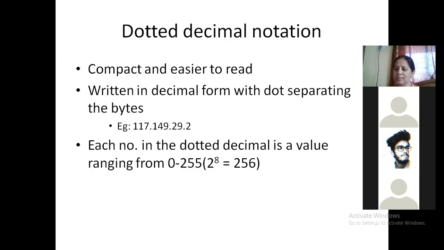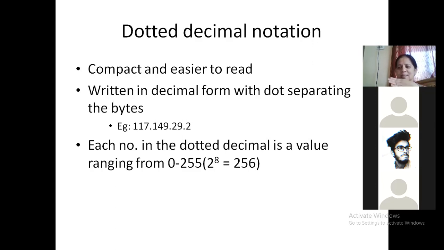Now, this dotted decimal notation was used because it's very compact and easier to remember and read. So every IP address is written in decimal form with dots that separate the bytes. Okay, there are going to be 4 bytes. So there are going to be 4 parts in your IP address. Now this example that you can see, 117.149.29.2. So there are 4 bytes or 4 parts.